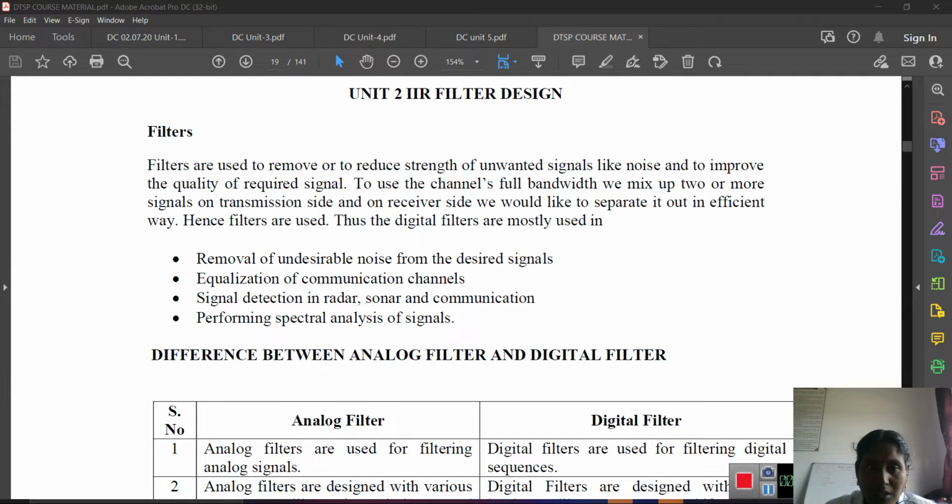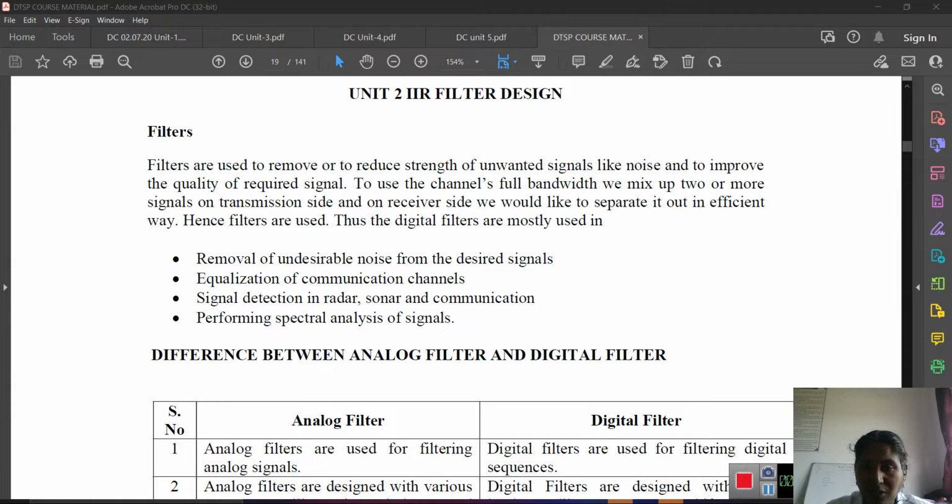Here the filters are used to remove or reduce the strength of unwanted signals like noise and to improve the quality of the required signal. To use the channel's full bandwidth, we mix two or more signals on the transmission side, and on the receiver side we would like to separate them in an efficient way, hence filters are used. So finally, we have to reduce the strength of the unwanted signal and remove it.